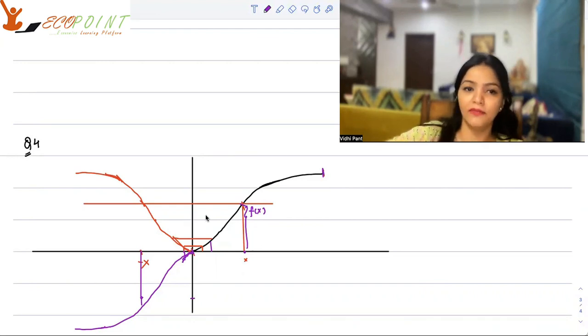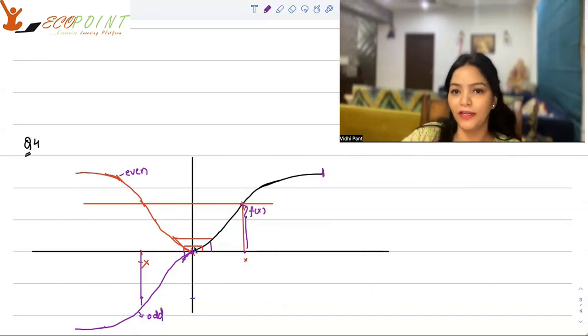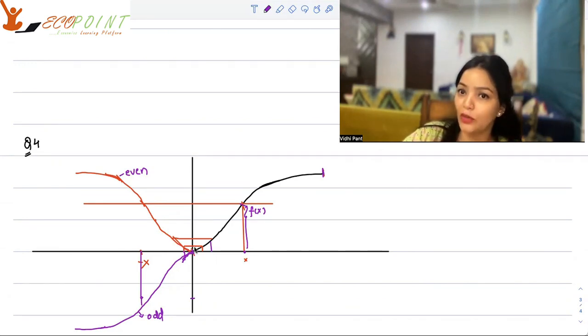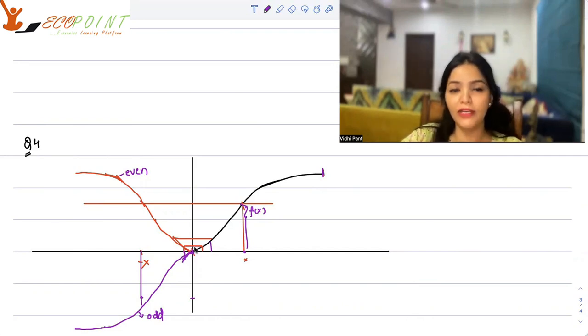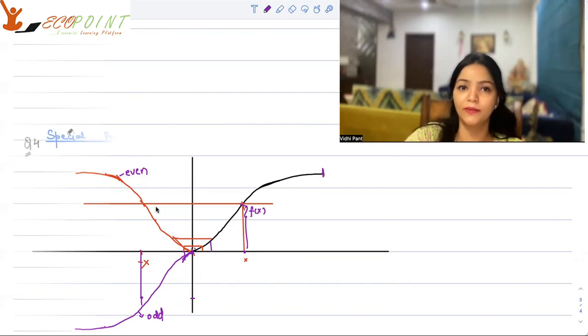In the red, I have created an even function. In the purple, I have created an odd function out of a part of the graph that I had. So I had f of x with me, and I generated f of minus x in such a way that I could get an even function out of it, an odd function out of it, and graphically, this is the difference between the two things.